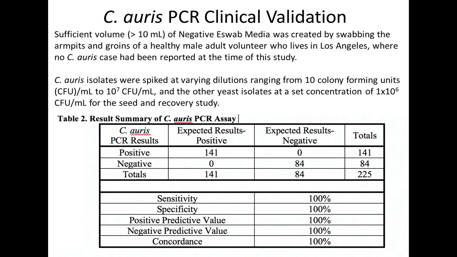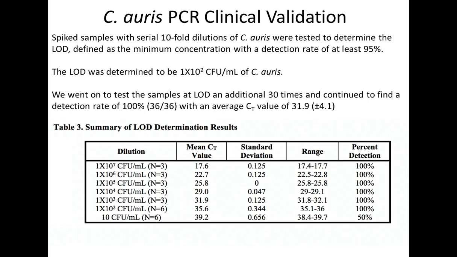Then we spiked in Candida auris at varying dilutions, ranging all the way from 10 colony-forming units, very, very sensitive, all the way up to 10 to the 7th. And then in our negative specimen, we were able to spike in other yeasts that we knew potentially cross-react, Candida duobushaemulonii, Candida lusitaniae, at a high concentration, and then did a seeded recovery. So the results are shown in the table. Of 141 expected positive Candida auris by seeded recovery, we had 141 that were positive by PCR. Of the 84 that were negative, containing other organisms, all 84 were negative by PCR, giving 100% sensitivity and specificity and concordance across the board.